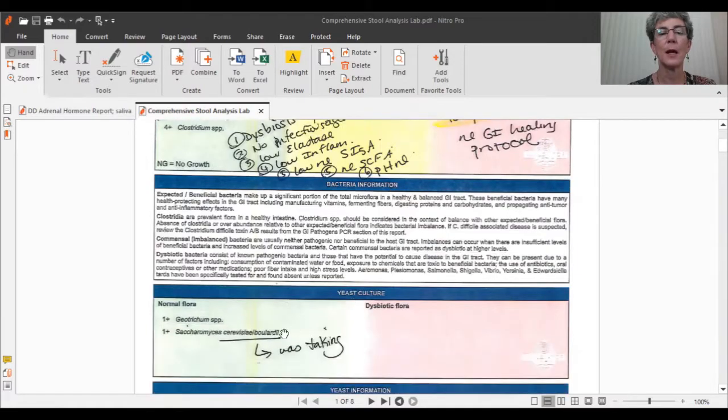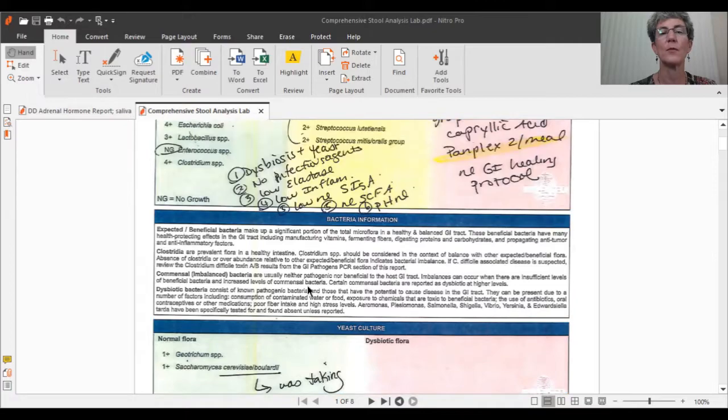They're also doing a yeast culture. So here the culture grew 2 bacteriums, this Geotrichum, as well as Saccharomyces boulardii, or Saccharomyces cerevisiae. This patient was actually taking a probiotic with Saccharomyces boulardii beforehand, and this is a beneficial yeast, so we don't particularly want to kill this one off. It's a good one to have around, but we've still got some Geotrichum here that we need to kill off, and so we'll be looking at this as we go forward.